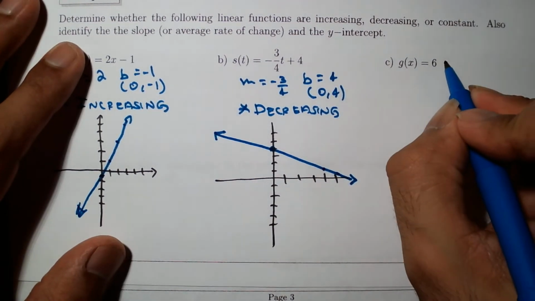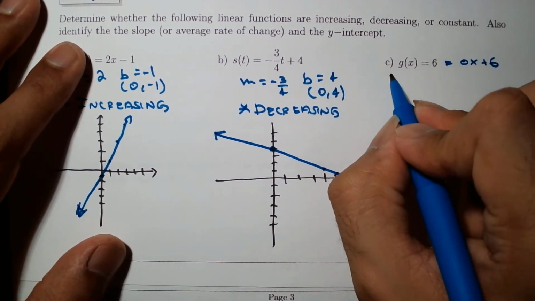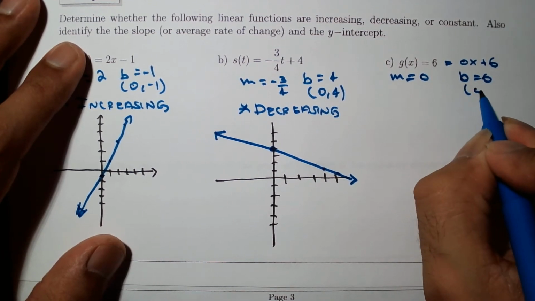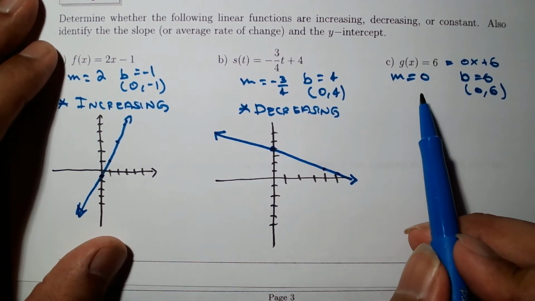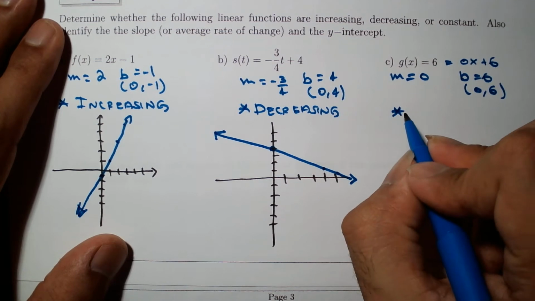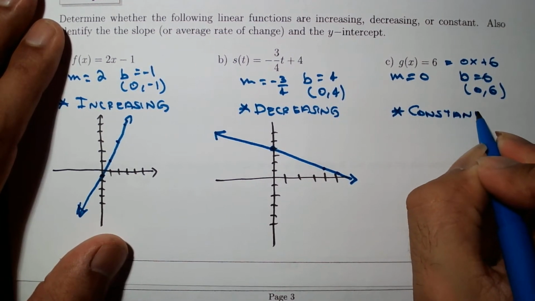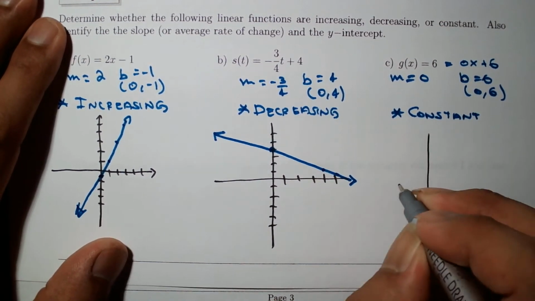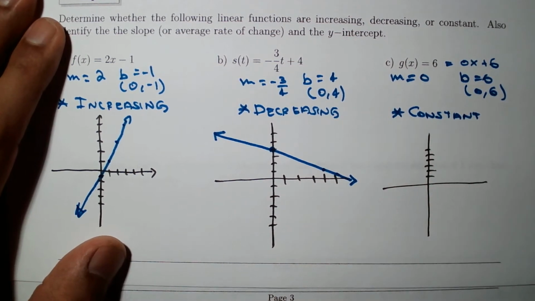g of x equals 6, which is the same as 0x plus 6, if you will. So in this case, m, which is the slope, equals 0, and b equals 6, which in ordered pair notation is (0, 6). Since m equals 0, it's neither decreasing nor increasing, so it's constant. It's a horizontal line at y equals 6. 1, 2, 3, 4, 5, 6. And this is what we have. A horizontal line.